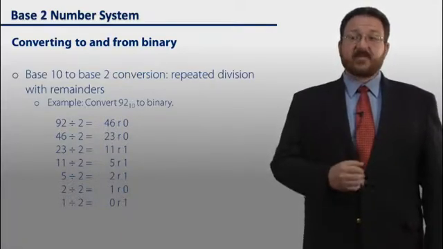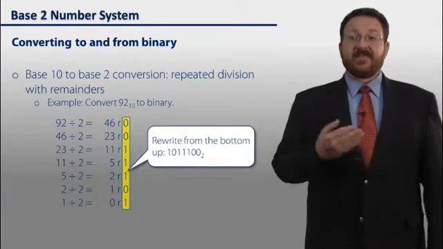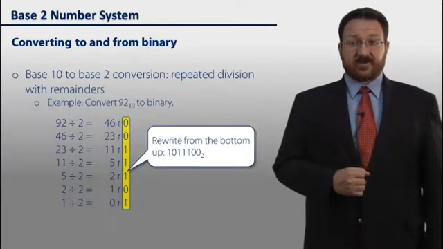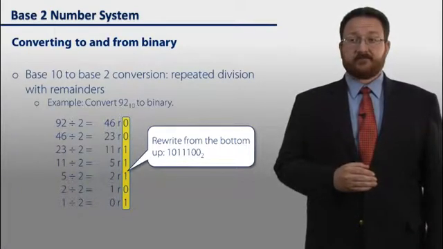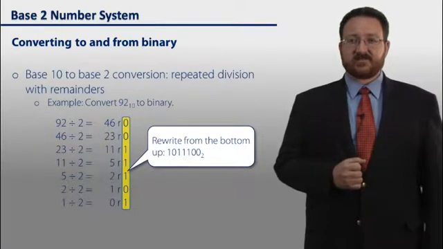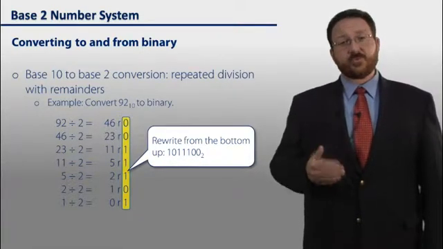We then examine the remainders and enumerate them from the bottom to the top. And this gives us our final binary digits, which are 101 1100. That's 92 in base 2. We can do the same thing converting from base 2 to base 10.